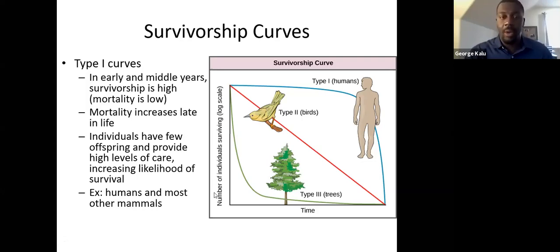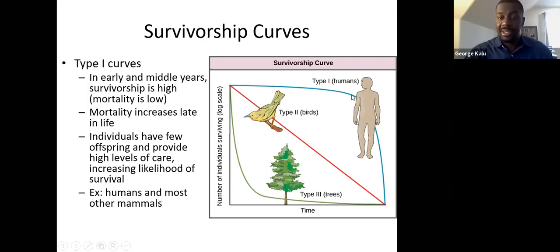And on the y-axis, this gives us the number of individuals that are surviving. So what we see here in this type 1 survivorship curve is that during the early and the middle years of life, survivorship is high. There's a lot of individuals that are able to survive during the early and middle years, which tells us that mortality is going to be relatively low. The mortality rate is going to be low for these individuals. However, the mortality does increase later on in life.